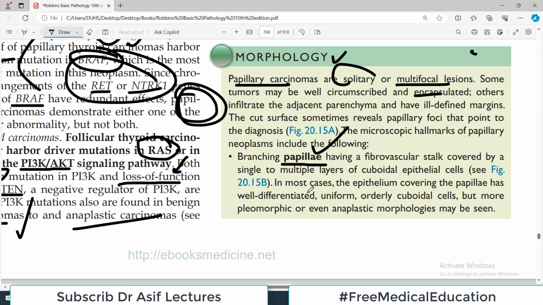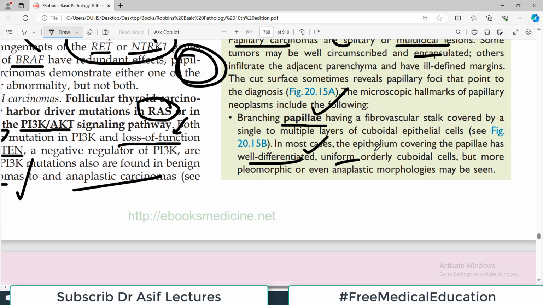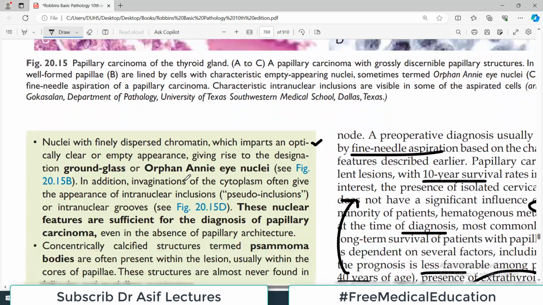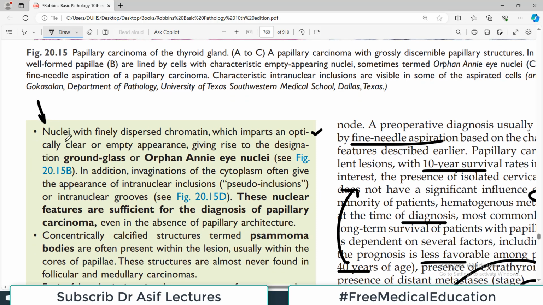Okay, in most cases, the epithelium covering the papilla is well differentiated, so you can identify this is coming from the follicular cells of the thyroid. They're uniform, orderly cuboidal cells, but some are more pleomorphic. They have more anaplastic features. They have more mitotic figures, for example. Now that's an important one.